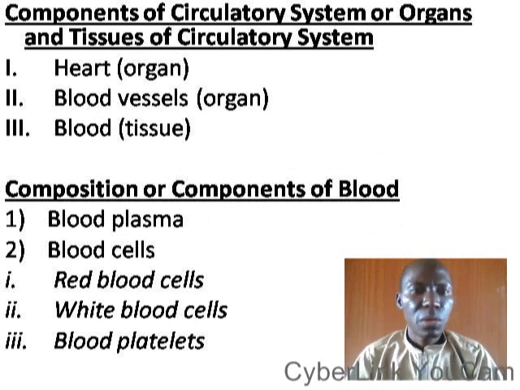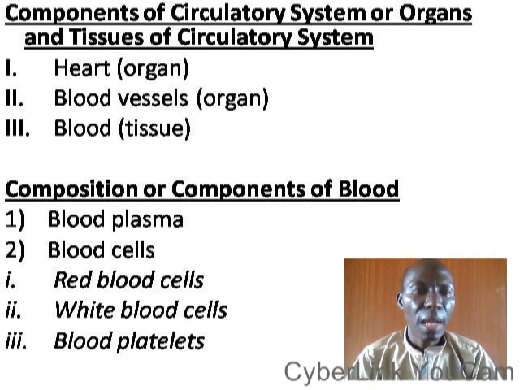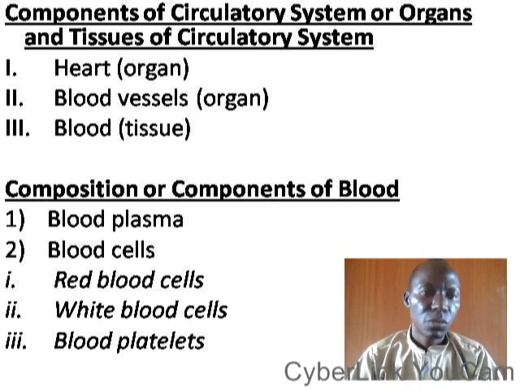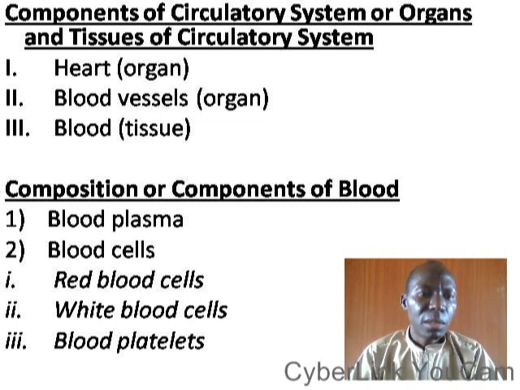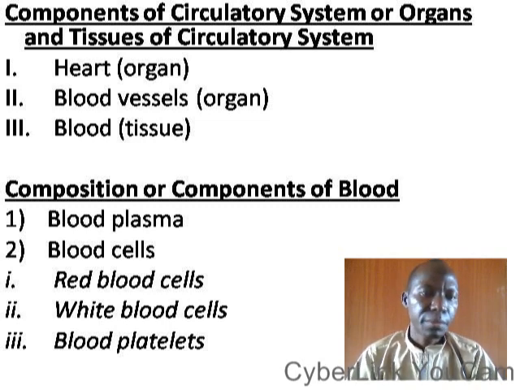Now let us look at the components of the circulatory system, or organs and tissues of the circulatory system. One is the heart, which is an organ. The blood vessels are also an organ. Then the blood tissue. The blood is a liquid matter, but it is a tissue, okay.